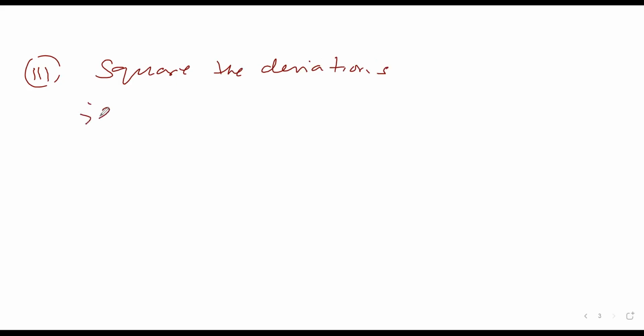After taking the deviation from the average return, the third step is to square it. Square the deviations. That means you are going to calculate your R minus R bar for every year and then square it. Then your fourth step is variance.